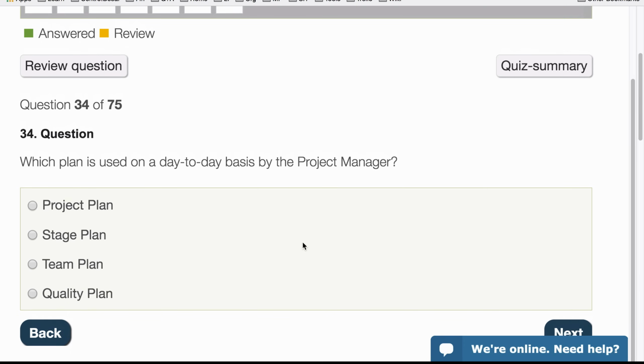So next. Which plan is used on a day-to-day basis by the project manager? So, well, the project plan is too high level, so that covers the whole project. So you cannot use this as a day-to-day plan. The stage plan, that sounds good because that's what it does. The team plan is not used by the project manager, it's used by the team. And the quality plan, no either. So it's the stage plan.